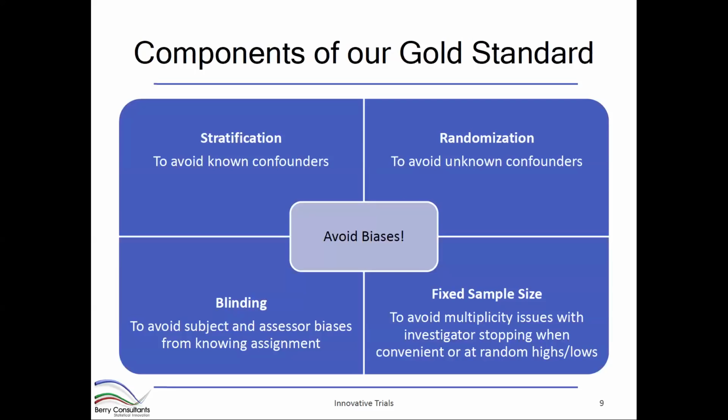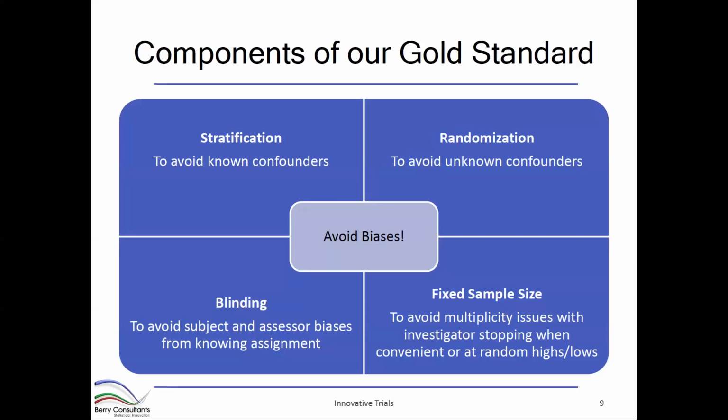We don't know all of the possible confounders, so we also randomize. And so this accounts for unknown confounders. And essentially, anything weird that might happen in the trial, randomization gives us a way of breaking that confounding. So we've got stratification for known confounders, randomization for unknown confounders. We also employ blinding, or masking. This is a notion to avoid subject and assessor biases, avoid the placebo effect, avoid the fact that an assessor knows who got the treatment and the control, and they might assess patients differently.